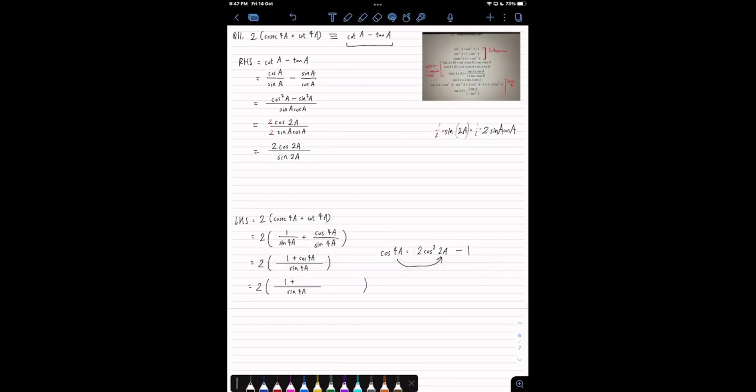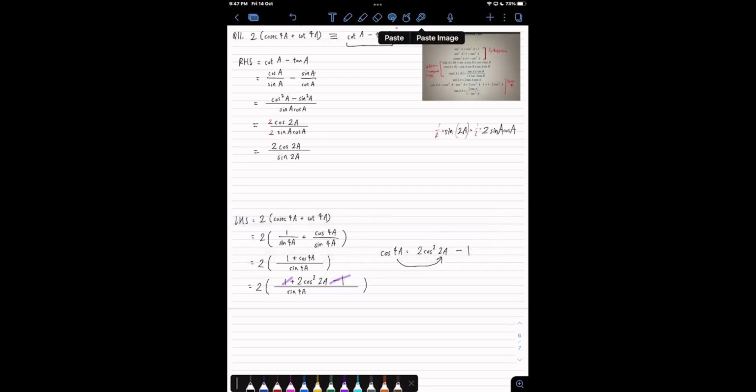Sine 4a, I will substitute later. But before that, let's take a look at this guy. Wow, so beautiful. The +1 and -1, what happens? Cancel away. Very nice. Wait, so I'm allowed to just do that? Yeah, of course. You should do that. So you can tell the examiner clearly that, oh, I understand that they can cancel away.